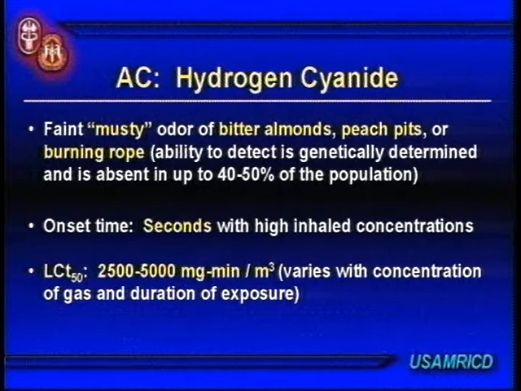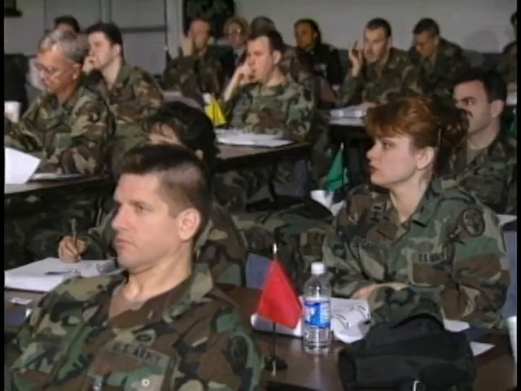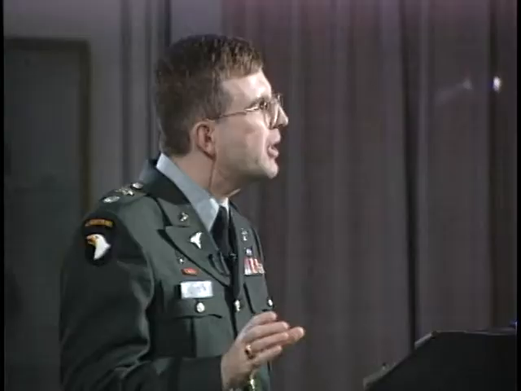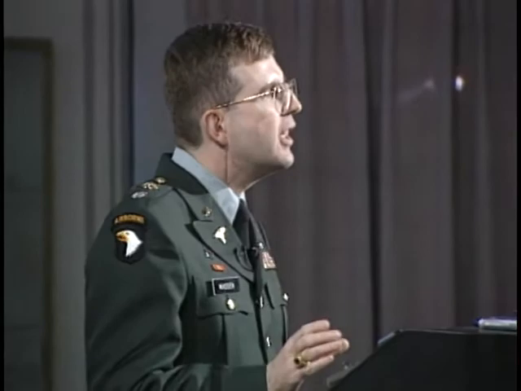Onset time is dramatically rapid. And look at the LCT50, 2,500 to 5,000 milligram minutes per cubic meter. By comparison, phosgene was 6,000, so this is much lower than that. Half as much as that. But look at the variation. One of the things that we'd said before is that CT is a useful estimate of the effects of a gas or a vapor, and it's fairly constant.